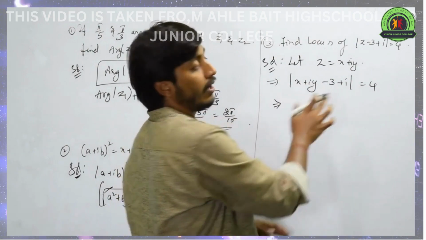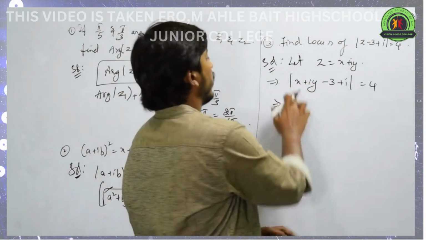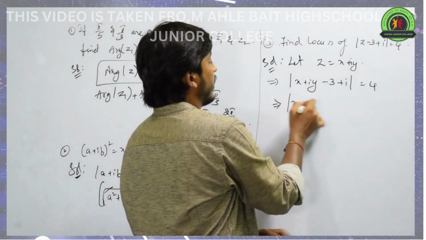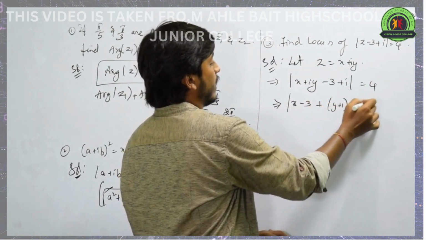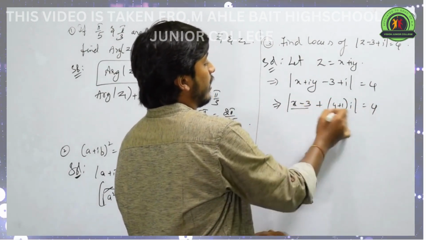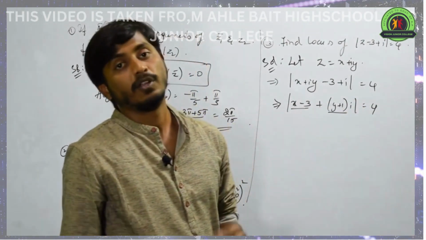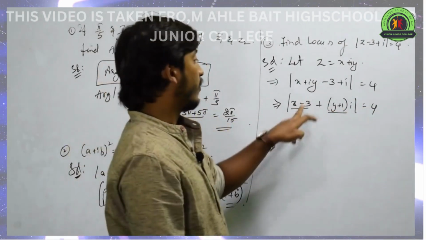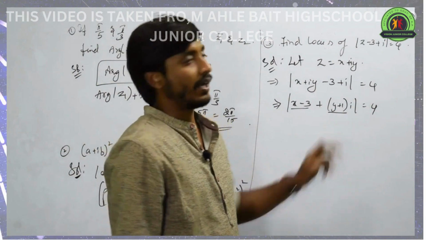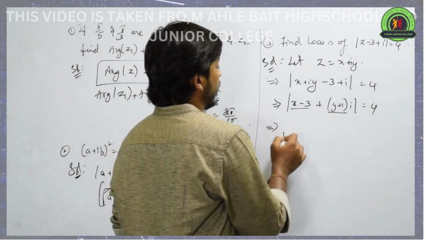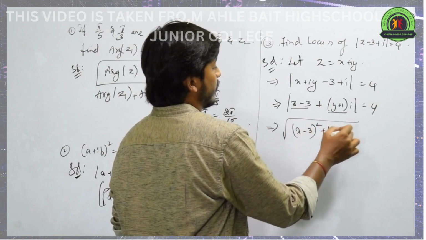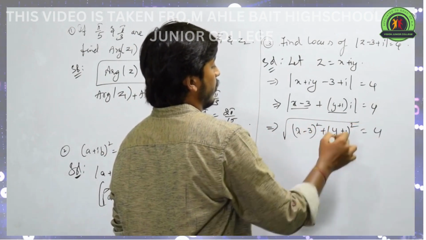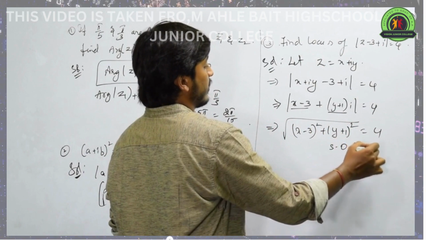So, let us take all like terms together. Here it will be x minus 3 plus (y plus 1) into i is equal to 4. This is a real term and this is an imaginary term. What is modulus? Under root of real square plus imaginary part square. Then we get it as under root of (x minus 3) whole square plus (y plus 1) whole square equal to 4. Let us square on both sides.